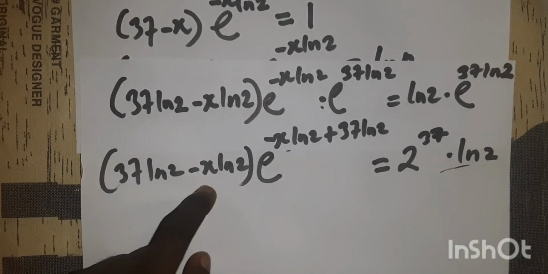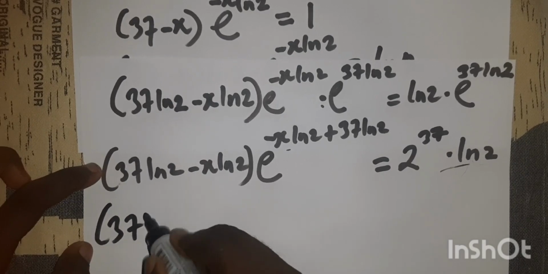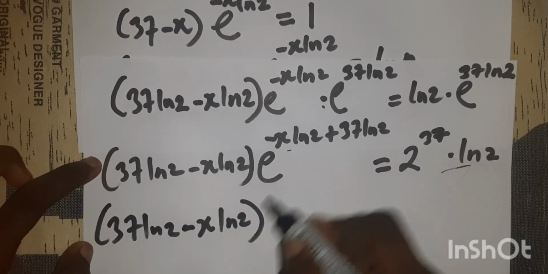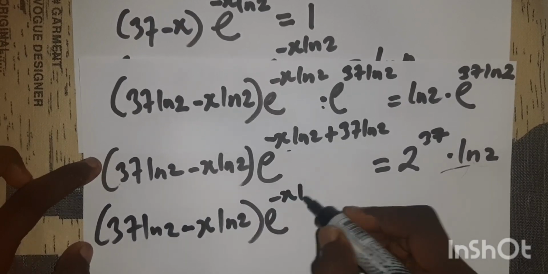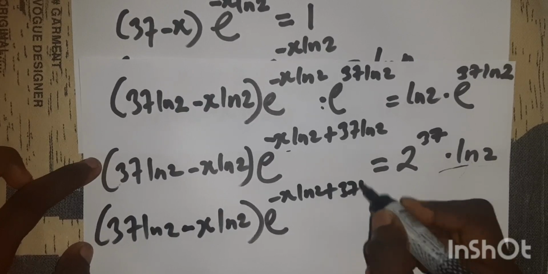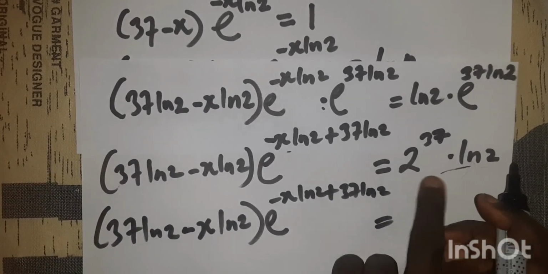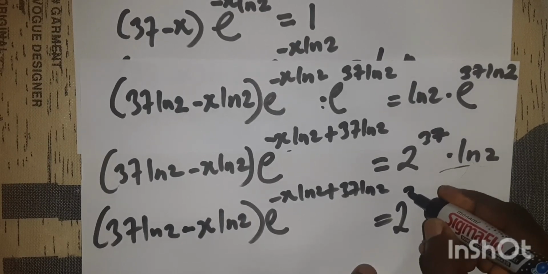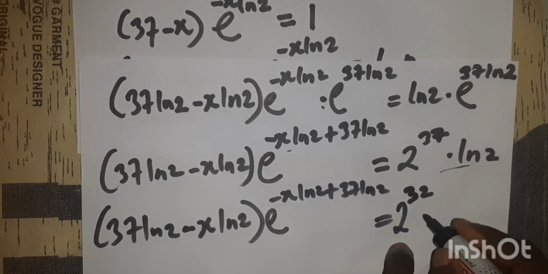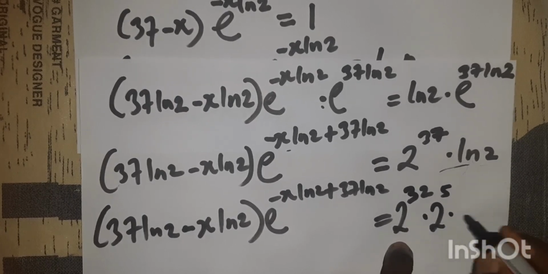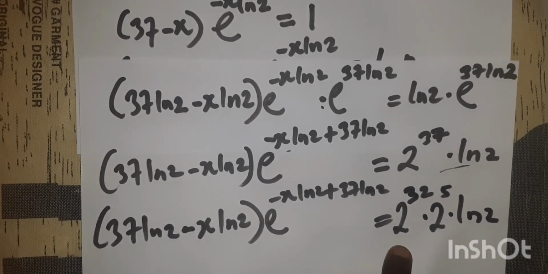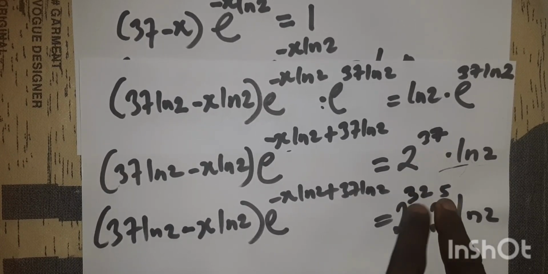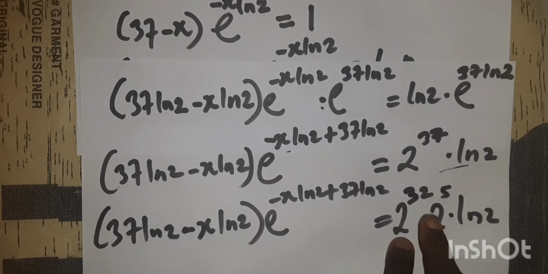So the left hand side, I still have 37 ln of 2 minus x ln of 2 times e raised to power minus x ln of 2 plus 37 ln of 2 equals 2 raised to power 37 can be written as 2 raised to power 32 times 2 raised to power 5, then times ln of 2. It is possible, following laws of indices, 37 is now written in separate forms as 32 and 5. If you multiply this, you pick one base and add the power, you still get this back.